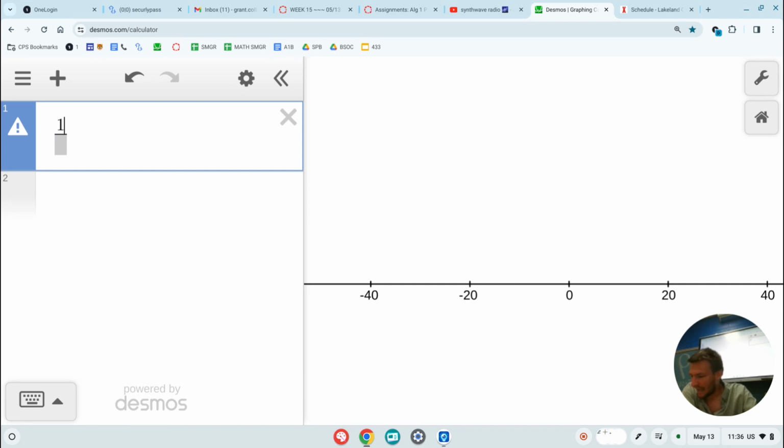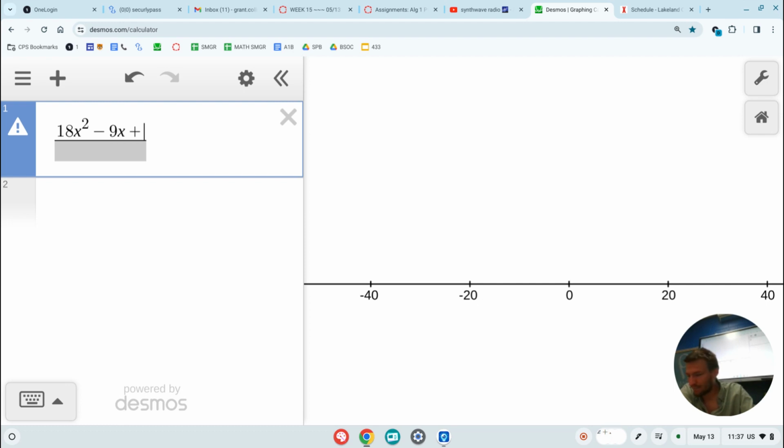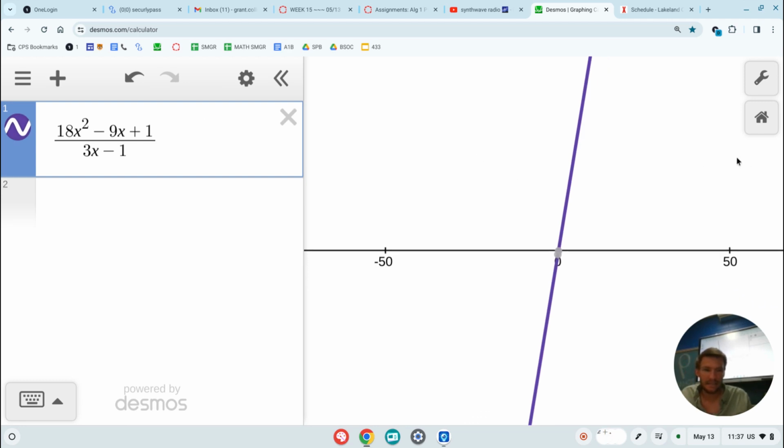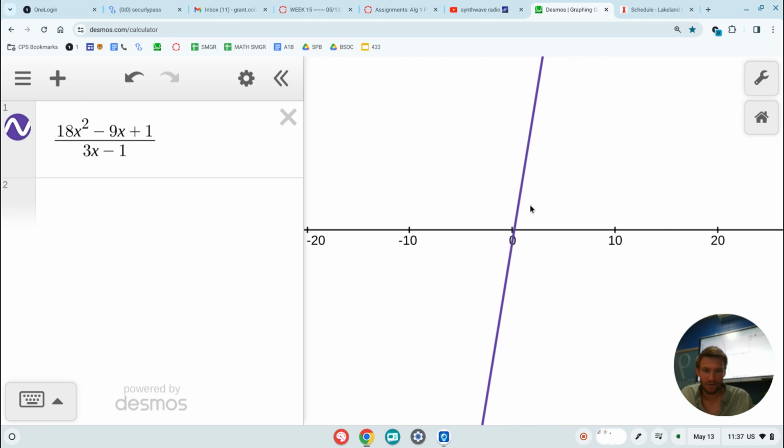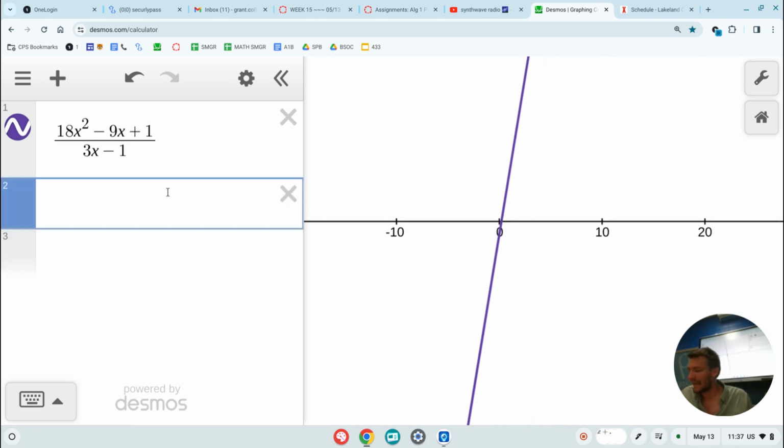I'm going with 18x shift 6, 2 minus 9x plus 1 on the bottom. I'm going with 3x minus 1. And, well, I don't really know what I'm looking at here. It looks like just a line. Let's type in the answers and see if I find a match.